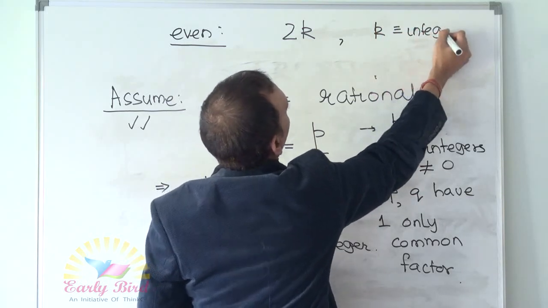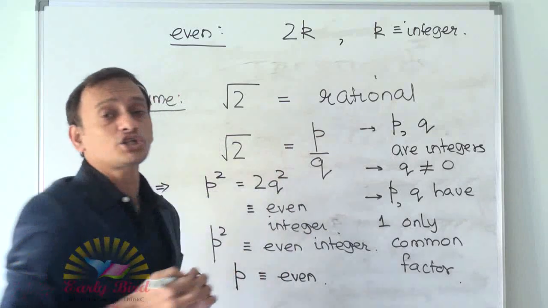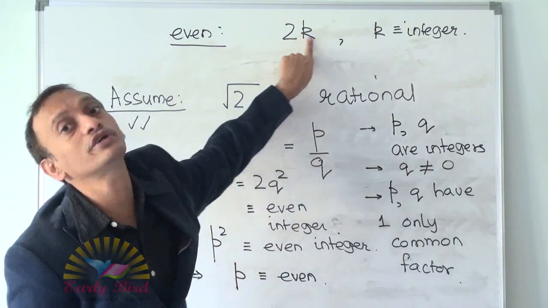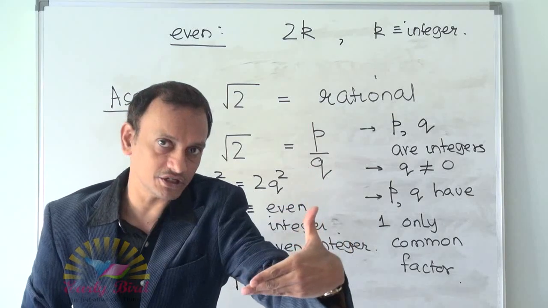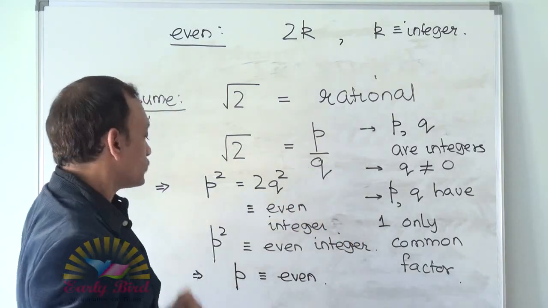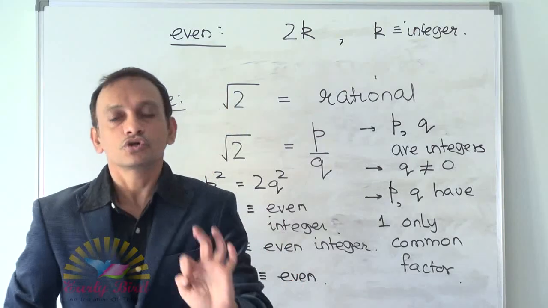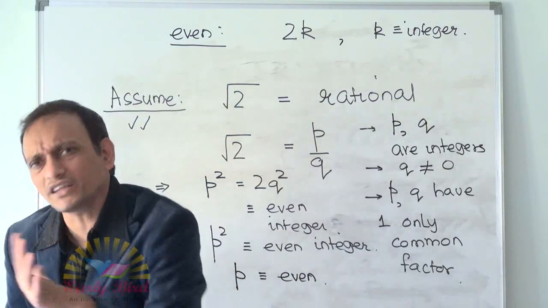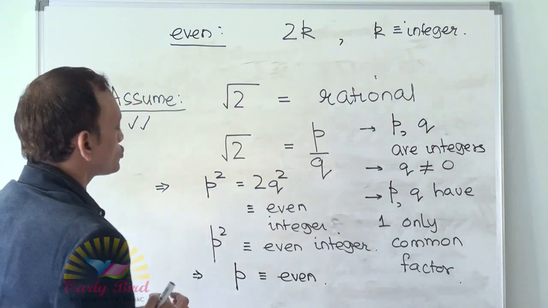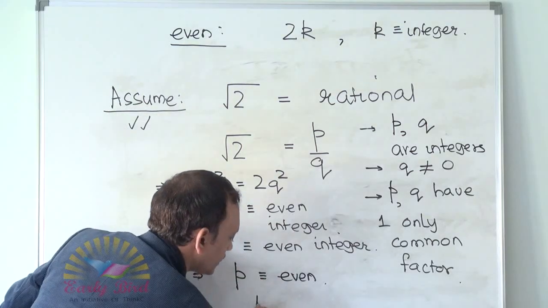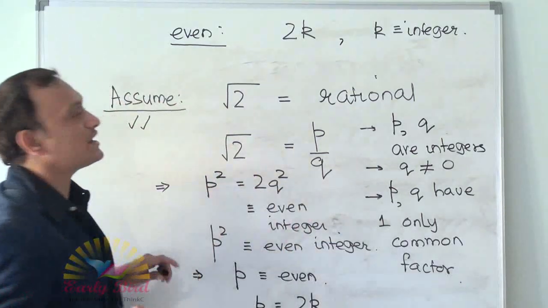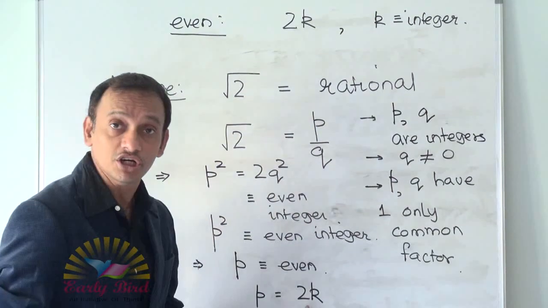That's the representation of all even integers. It's 2 times any integer. 2 times an integer would be an even integer. So if p is even, do you realize that p could be written as 2 times another integer? So I could write p as 2 times an integer k.